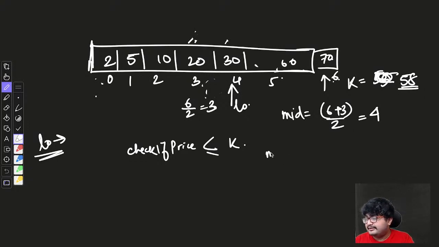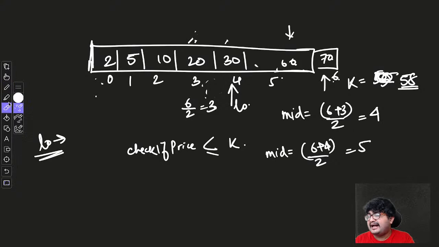Now what is the mid? Mid equals 6 plus 4 by 2, that is 5. So this is mid. What is the value at mid? 60. Can he have 60? No, right? So our answer lies on the left hand side. So we'll move our high pointer now. Our high will point to this mid.